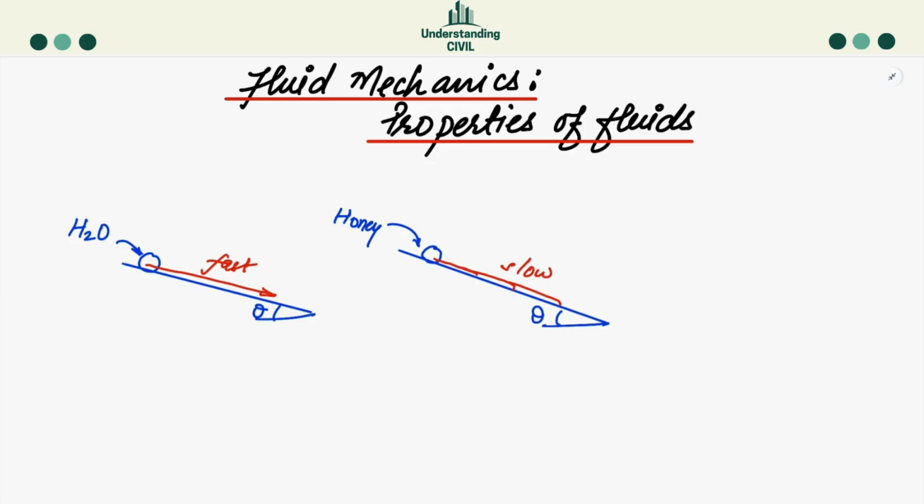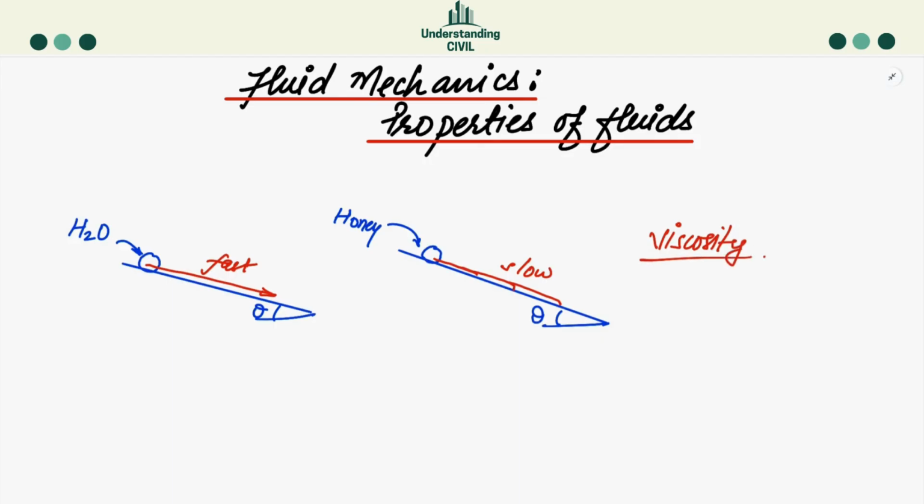So why is this happening? Why does the water move fast and honey move slow? Or the glycerin moves slow, or the oil moves faster? This variation in speed is because of some of their internal property, which we call viscosity.